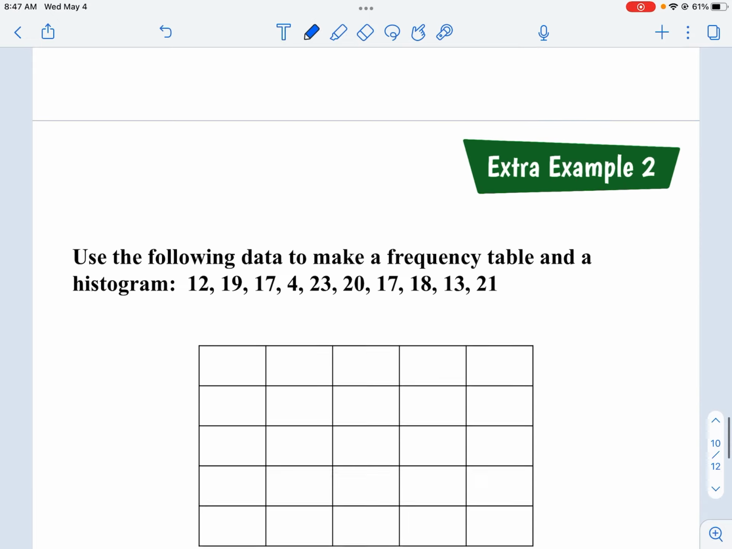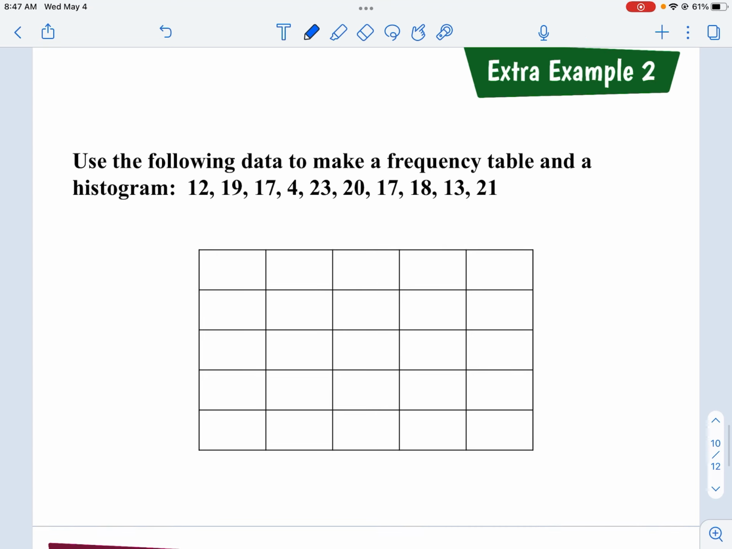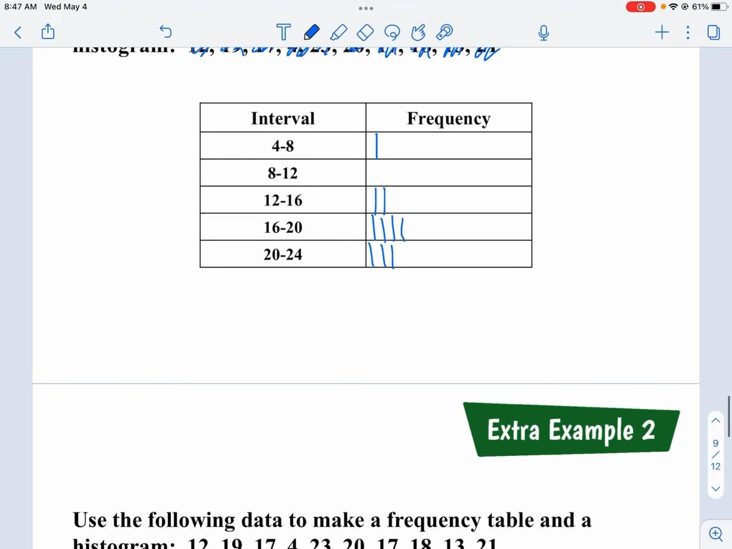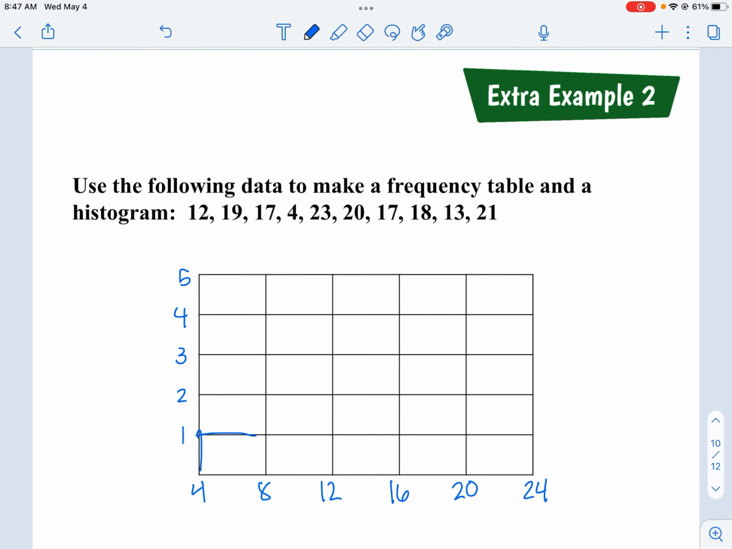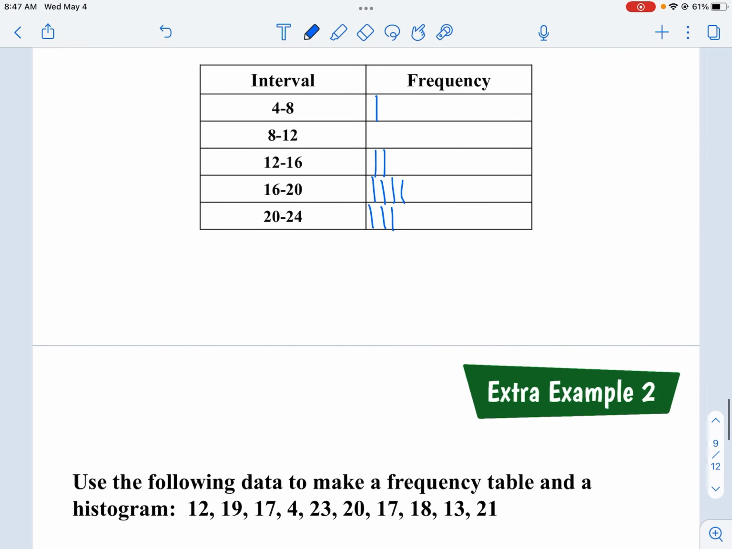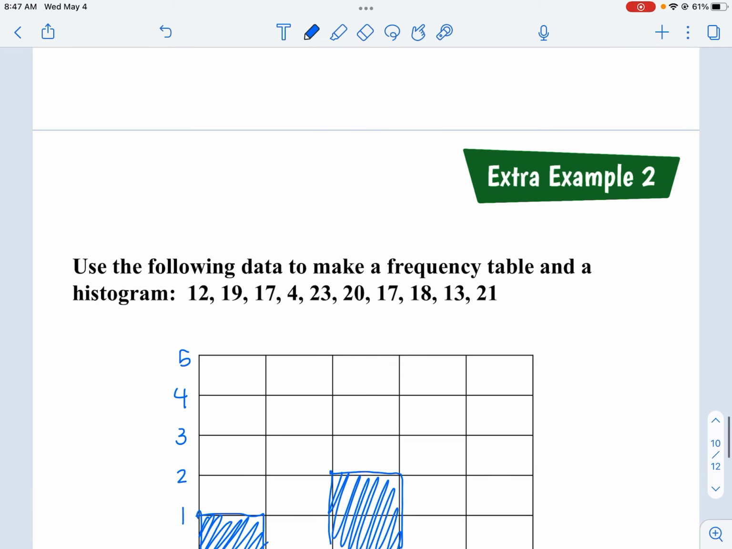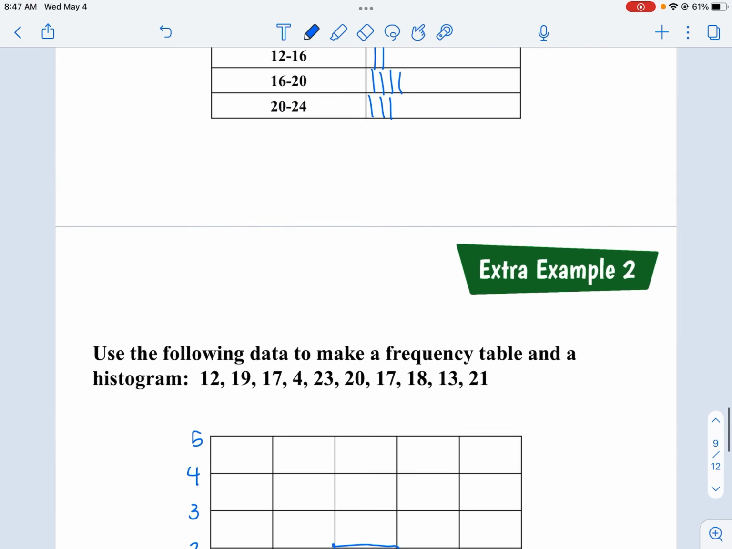So I'm going to start, our intervals are going up by 4, so this is going to be 4, 8, 12, 16, 20, 24, and this is going to go up by 1s, because I know it'll fit all my data if I do it that way. And then I start putting it in. So there's 1 tally in 4 to 8. 8 to 12 is blank. There's 2 tallies in 12 to 16. There is 4 tallies in 16 to 20.